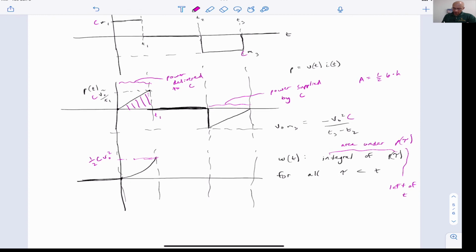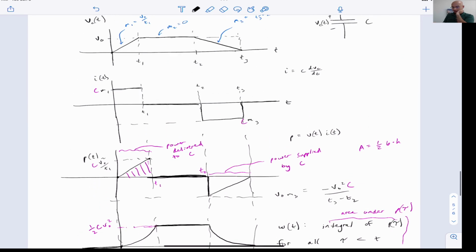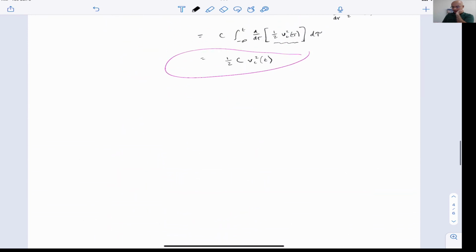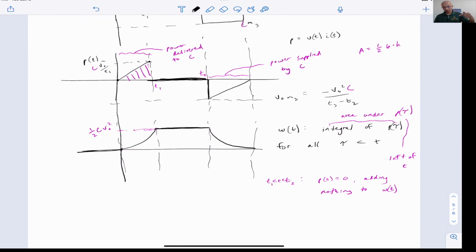Now, as we continue the integration rightward for times T1 to T2, well, P of T adds nothing to the integral. So our energy storage remains constant over that interval. And then in the remaining part, it's going to decrease like this until it's back down to 0 energy stored. Again, because the voltage goes down to 0, and because of this equation up here, we know that the power discharges this thing, so that the work has to go back down to 0.